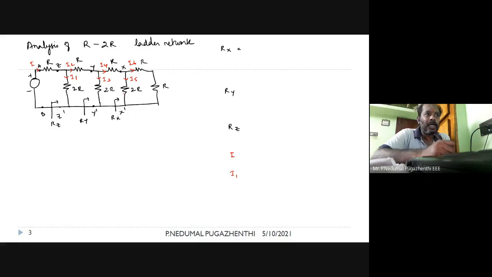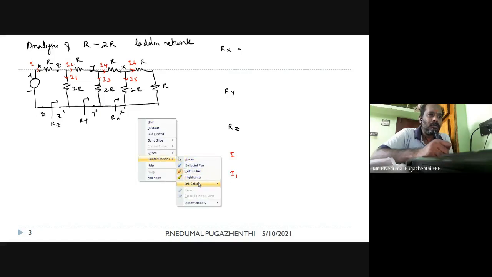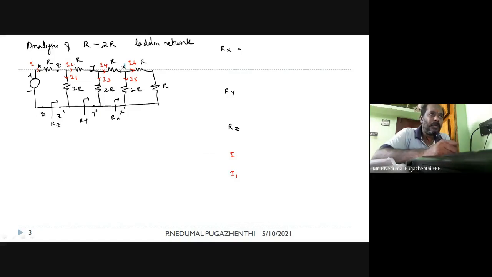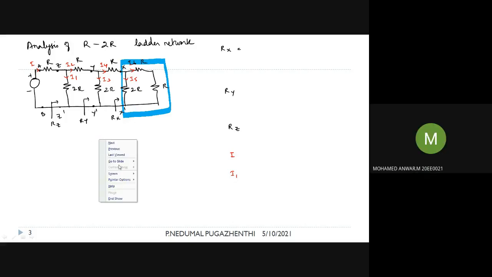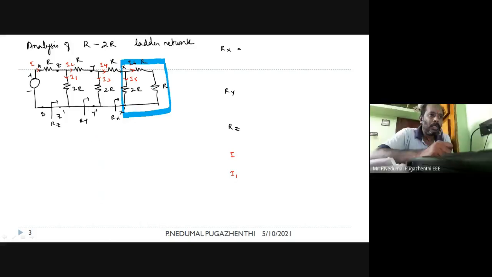What is going to be Rx? Rx is nothing but the first part. Am I right or not? This is Rx. Am I right or not? Yes, sir. Okay, now tell me what is going to be there.